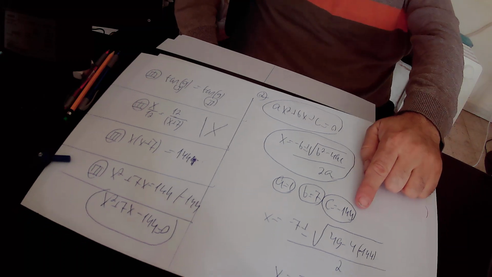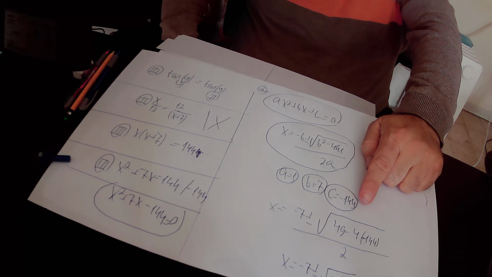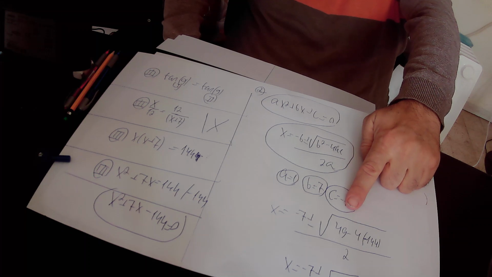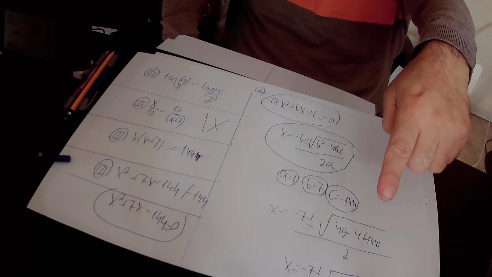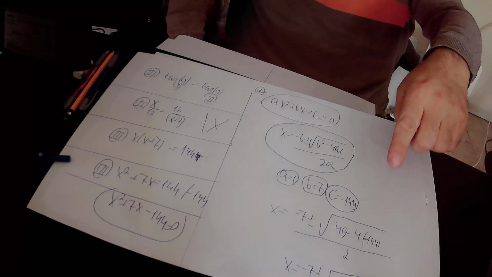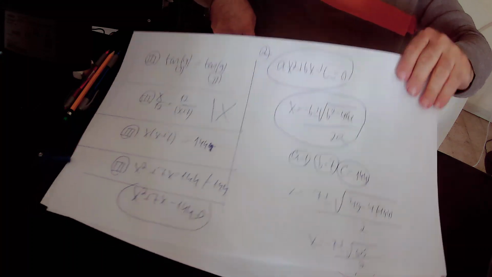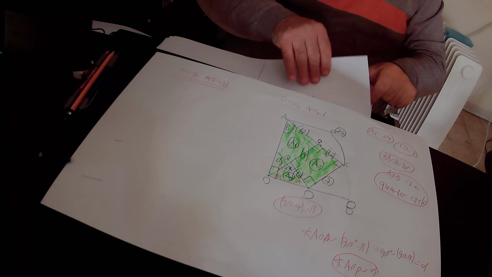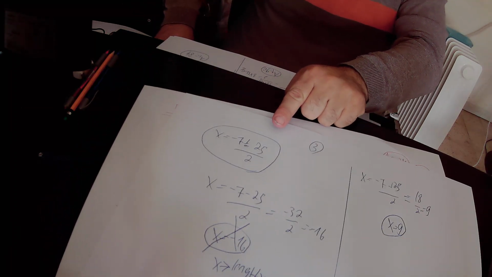So we find that x equals minus 7 plus or minus the square root of: minus 4 times minus 144 is 576, plus 49, in total equal to 625. So inside the root we are left only with 625. The square root of 625 is 25. Therefore in total we find that x equals minus 7 plus or minus 25 over 2.